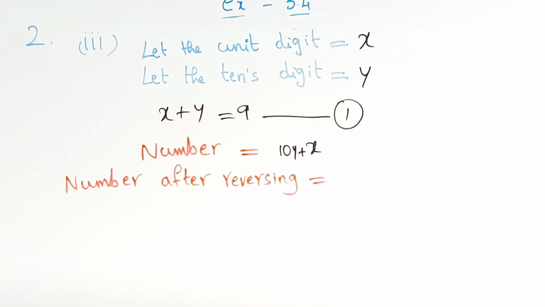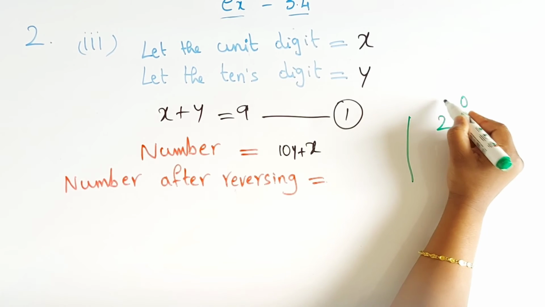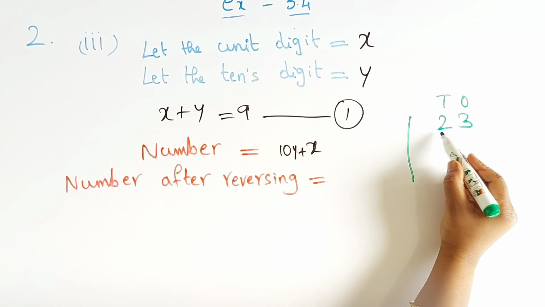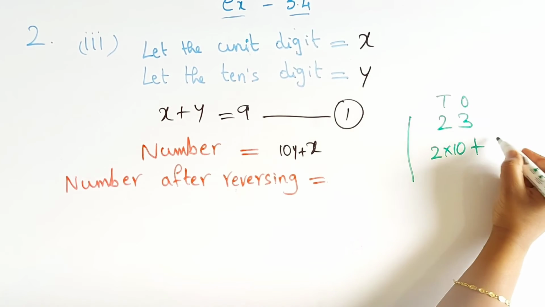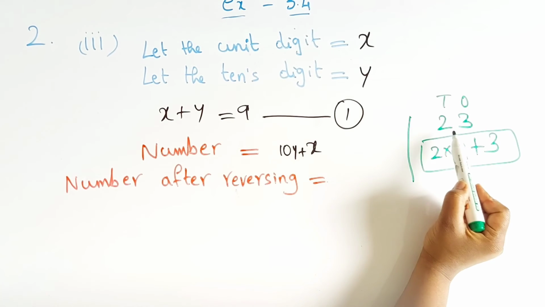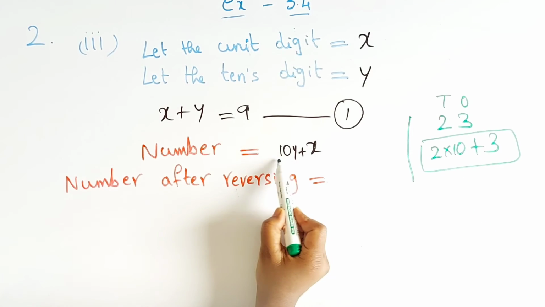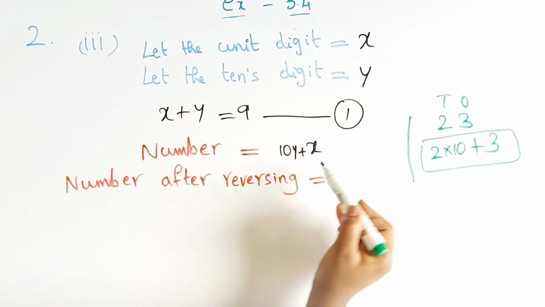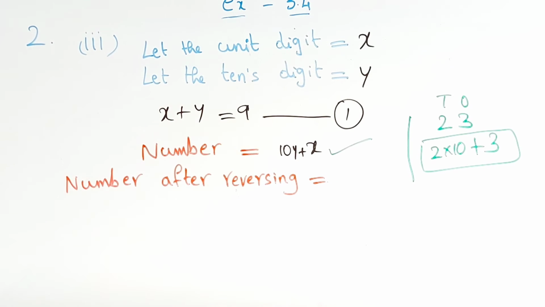Right? For example, take 23 as a number, children. Right? 3 is in ones place and 2 is in tens place. How will you write the number in expanded form? 2 tens are 2 into 10 plus 3 ones are 3. Right? This is the expanded form. So, same like that, we have in tens place y, y into 10, 10y, plus in ones place we have x. So, the number is 10y plus x.